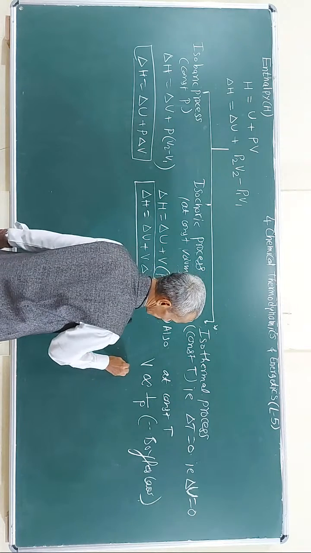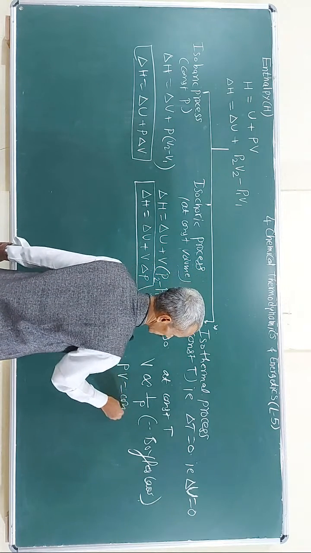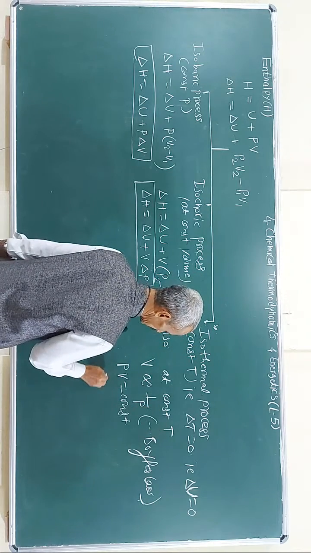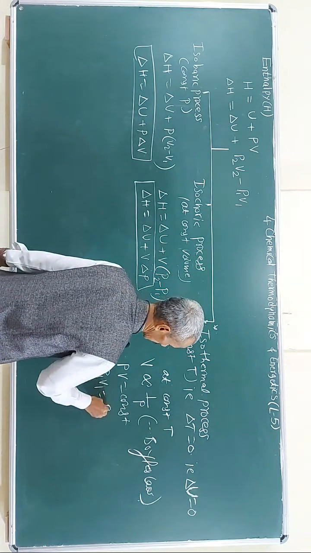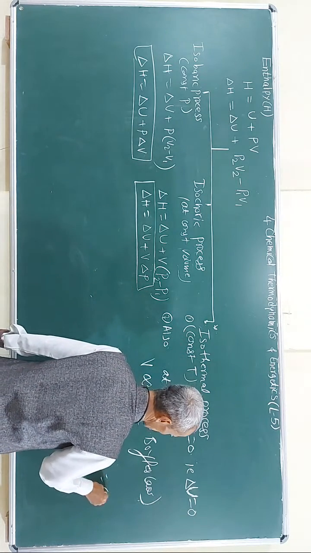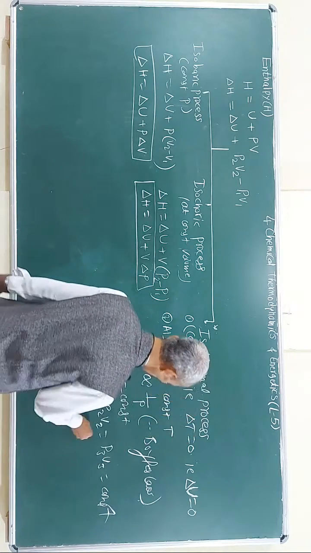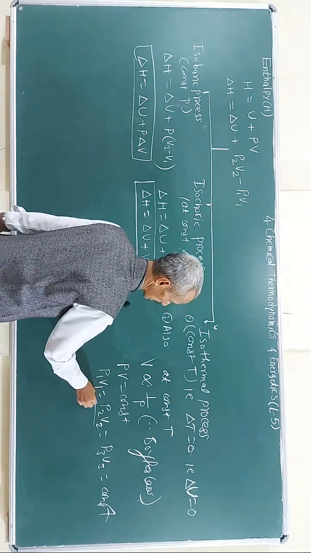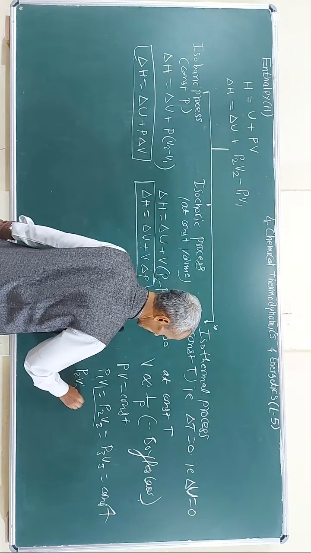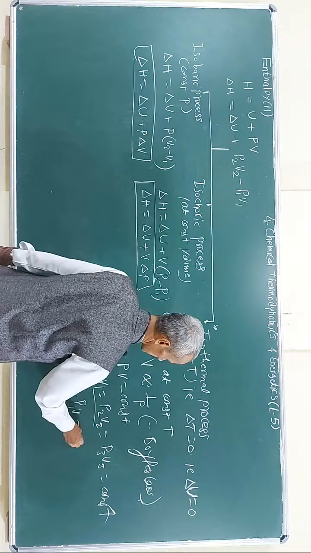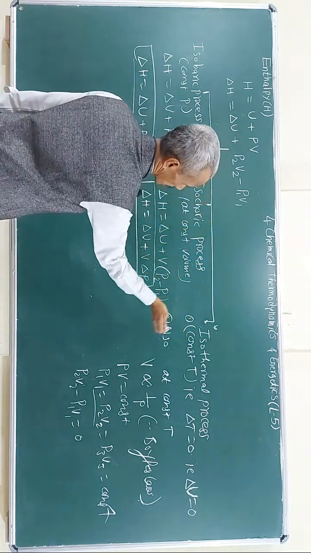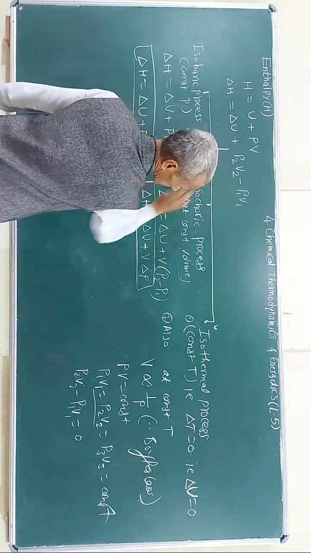That is P is equal to constant at T is equal to constant. So that is P1 is equal to P2 is equal to P3 is equal to constant. All this is constant. Or if you consider this one, P2 V2 minus P1 V1 is equal to 0. Right? So here one can substitute here also.